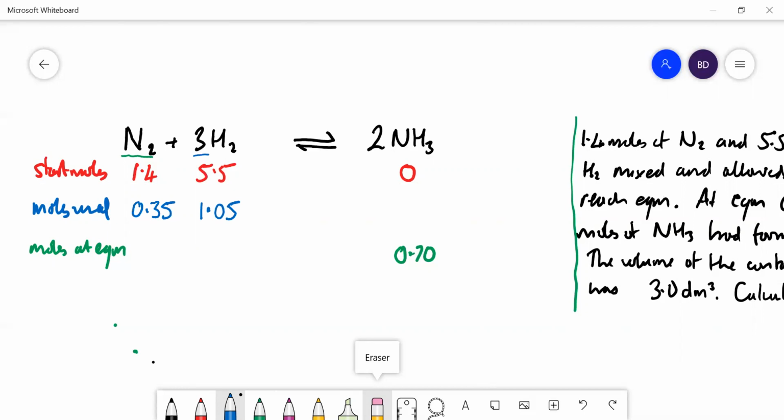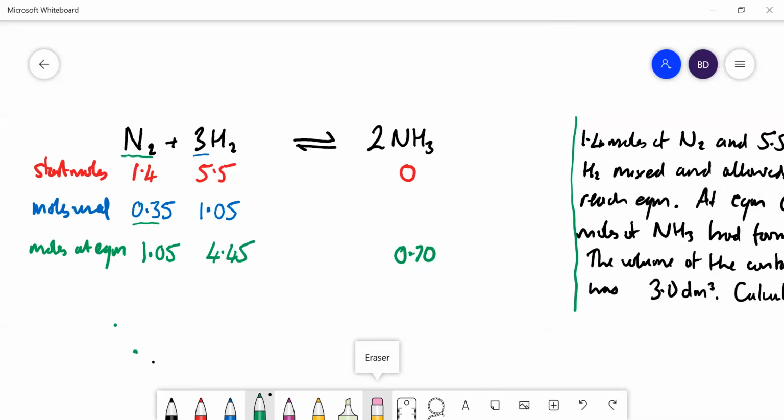So at equilibrium then, how much of these things have we got left? Well, we've got 1.4 minus 0.35. So that's going to be 1.05. And hydrogen is going to be 5.5 minus 1.05, which is 4.45.